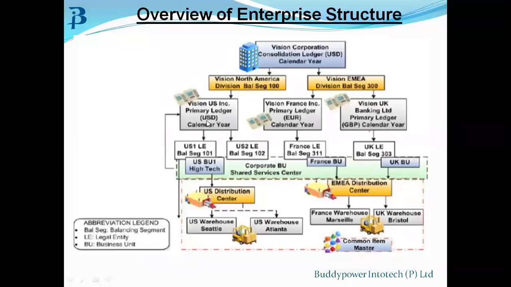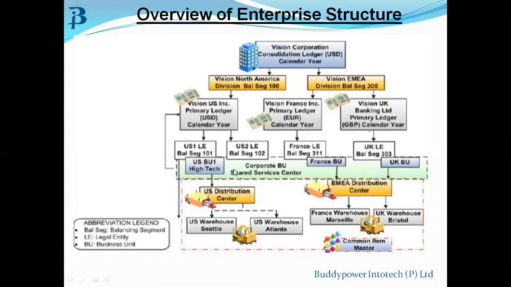Underneath the primary ledger, we have legal entities. Legal entities, by law, are required to report their financial earnings in different accounting conventions or methods. So a good strategy would be to create legal entities by country. That's why they have two legal entities under the North American division and two under the EMEA, which is France and UK. Underneath these legal entities, you will have your business units, which take care of the day-to-day transactions of your legal entities.